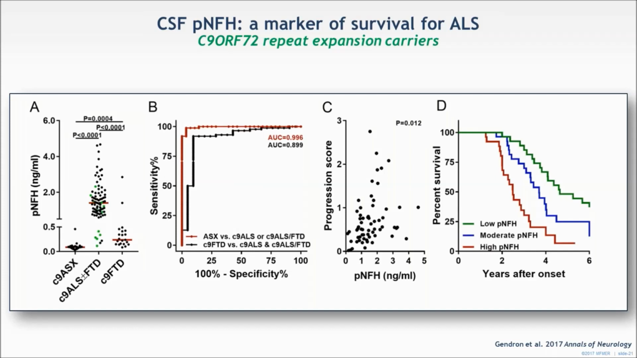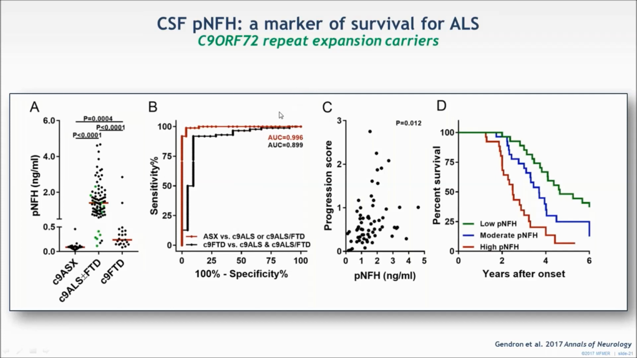We initially looked at its association with a progression score, which was calculated based on the change in their ALS-FRS scores over time. And the ALS-FRS is a functional rating scale, which can be subject to some bias. And what we found was that there was a trend of a correlation between PNFH and our progression score, but it didn't meet our threshold of significance. Nevertheless, what we did observe was a very strong relationship between PNFH levels and survival, and that patients with high levels of PNFH die much earlier than patients with low levels.